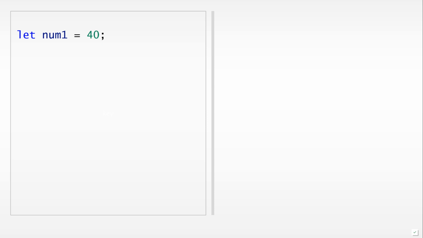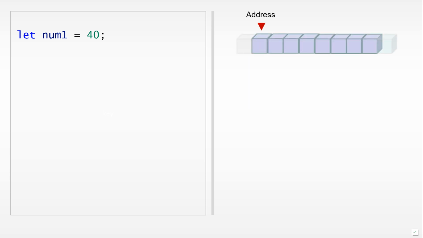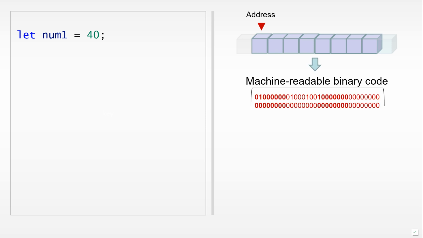If we want to dig a little bit deeper and understand better what happens when we enter a value 40 and assign it to a variable, there would be an address in memory, and then 8 bytes of data would be allocated so that we can save this number. Now, 8 bytes of data means that to save the number 40 in binary, we would be allocating 64 bits of data.